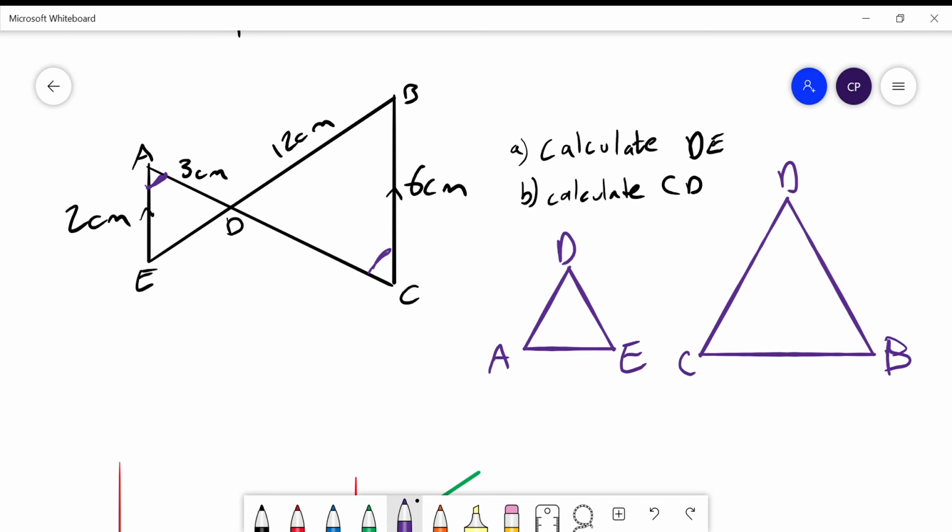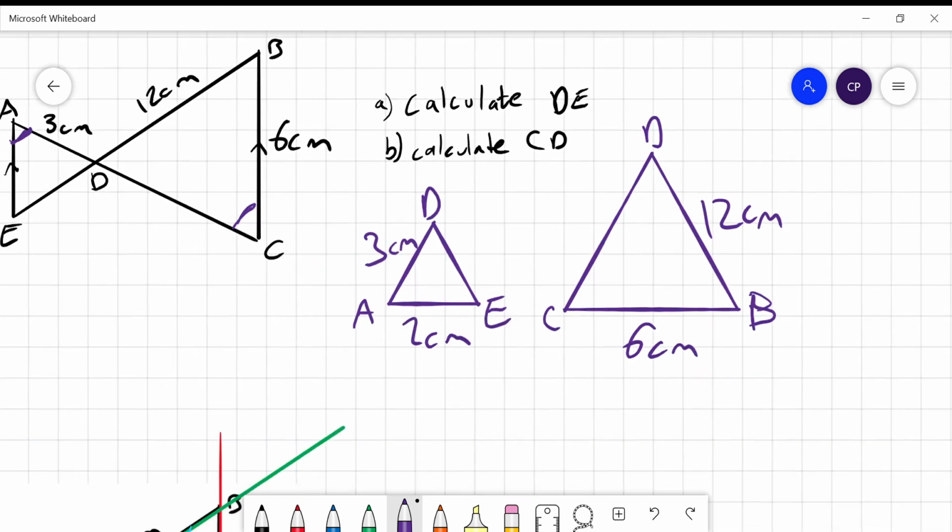So I know that between A and D is 3 centimetres, between A and E is 2 centimetres, between D and B is 12 centimetres, and between B and C is 6 centimetres. So what I now have is a problem that's a little bit easier to solve. Sorry, my dodgy 6 centimetres. Okay, so I'm just going to move this across so we've got a bit more space.